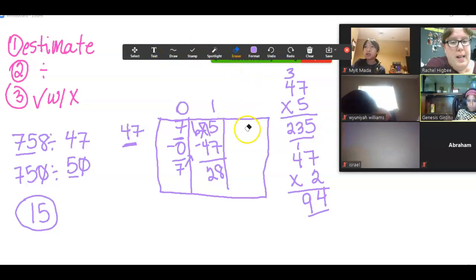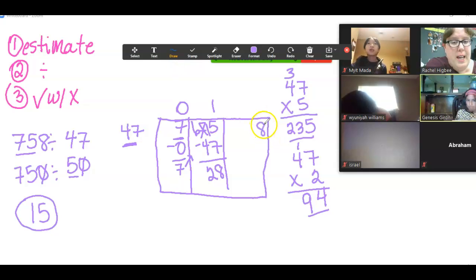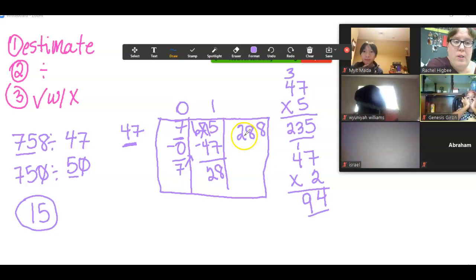And then now, draw. There we go. So this was the 8. And now I'm going to take the 28 and put it here. So now I have a little bit more room. So you're always welcome to do that. If you realize that you don't have enough room and you need to move some stuff, you can.